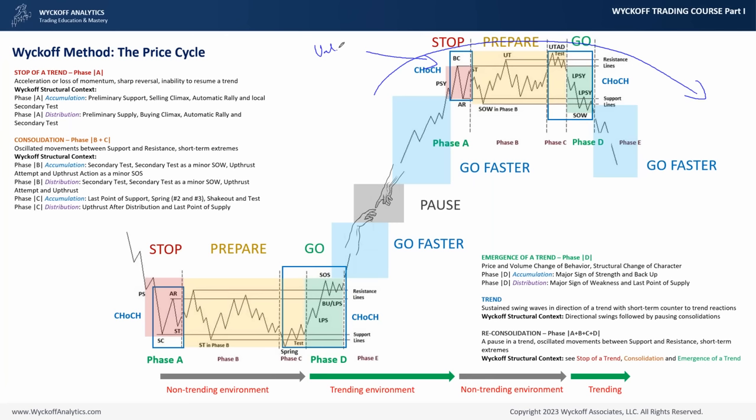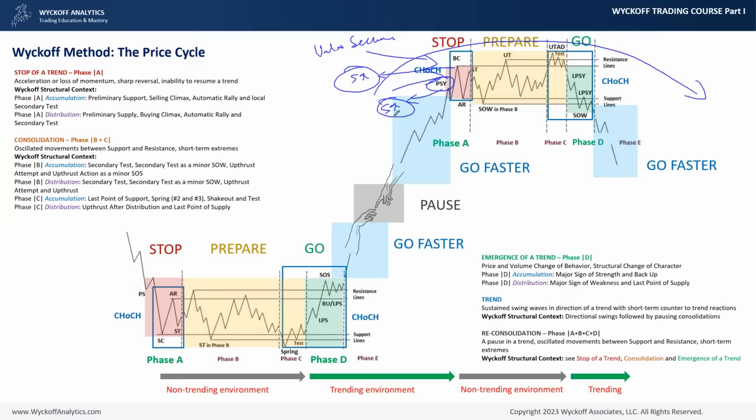So therefore, we are going to have first attempt to stop the uptrend with the emergence of the supply. That will fail. Then we're going to have a second emergence of the supply on the climactic action that will stop temporarily the uptrend from continuation.